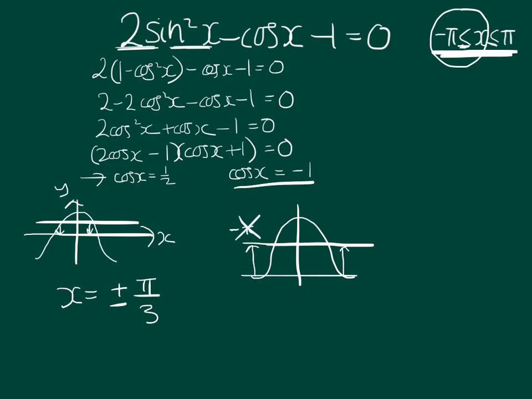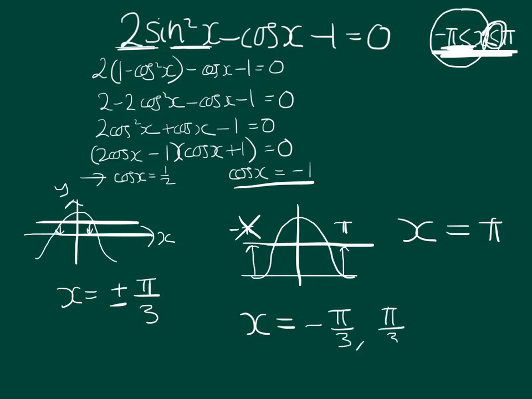So minus pi is the one that's not in the range, pi is in the range. That's because this is less than or equal, but this is just a less than. Okay, so this just gives us x equals pi, and so our final answer, x equals, let's put them in order because it's nicer, minus pi by 3, and pi.